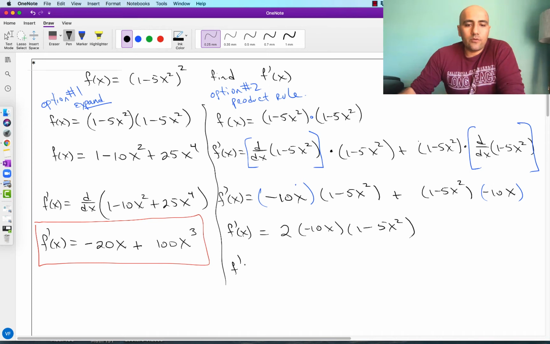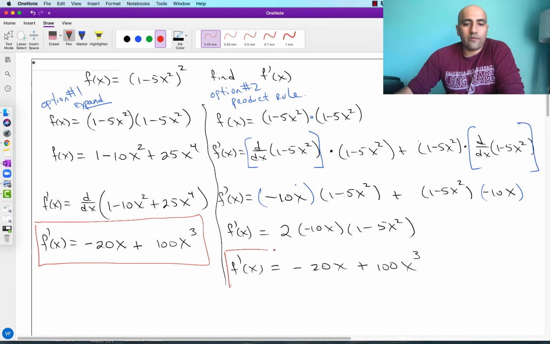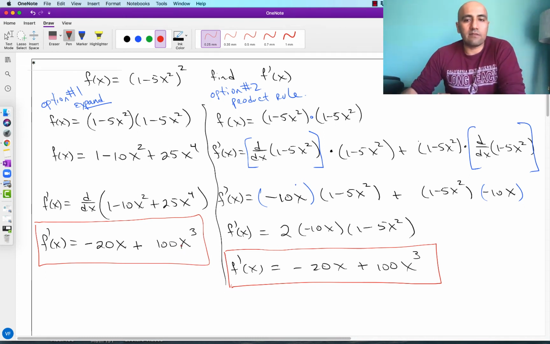And now we can distribute just to make it look identical to that one and confirm that we have the same answer. So this would become minus 10 times 2 makes it minus 20x. So these two times this one, and these two times that one makes it minus minus, I know it's going to be plus. And 2 times 10 is going to be equal to 20. 20 times 5 makes it 100. 100x to the power of 3, exactly the same answer as before. So we've confirmed that the product rule gives you the exact same answer as you would get if you just expanded the whole thing and took derivatives individually.